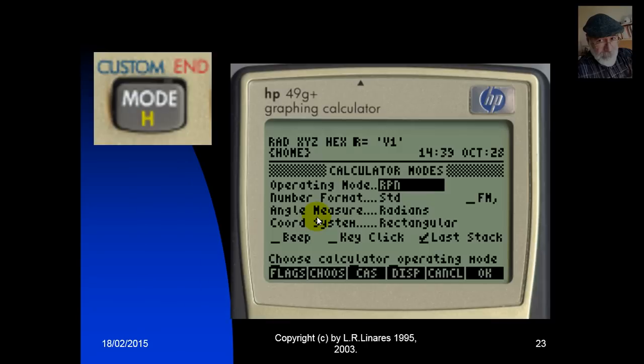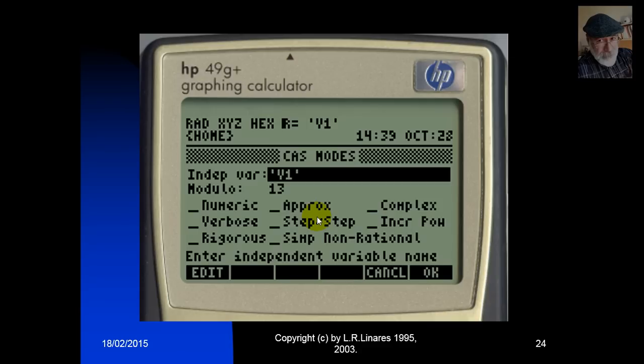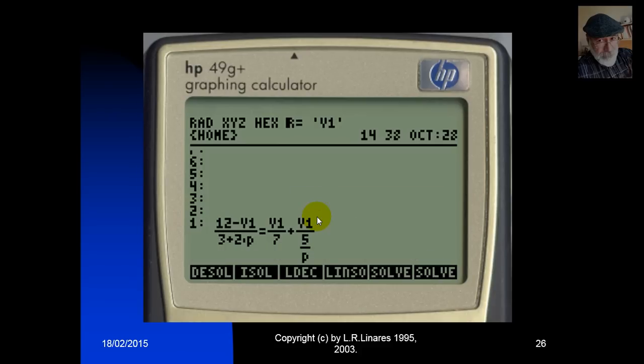I go to Mode, and CAS, and in there at the very top I have the dialog box for the independent variable. I edit that with this button and I make sure that it's V1. At the same time, I like clearing all of these radio buttons: numeric, approx, complex, verbose, all of them. Clear them all. And then, okay, we are ready. We're ready for what? Symbolic solver, and then solve for x. You don't see the x there because there were too many letters, and the calculator cuts after 5.